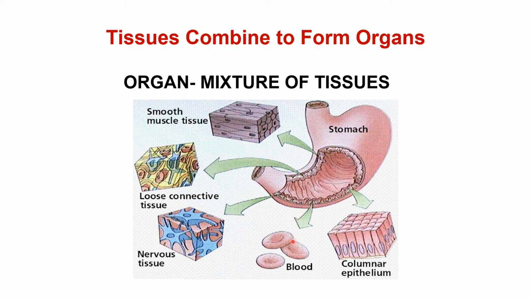Blood vessels will be there, so blood cells will be there. Then the nerves also will be there in relation with it. It is the nervous tissue, and there is loose connective tissue in it, and it contains the smooth muscle tissue also. So now you know from this picture, an organ is a mixture of the 4 basic tissues along with the blood vessels in different proportions. That makes an organ.